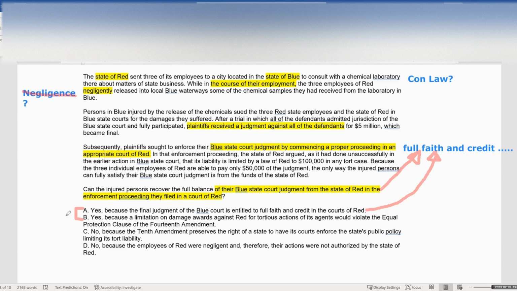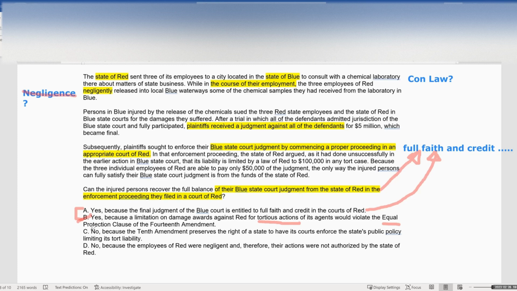B says yes, because a limitation on damage awards against Red for tortious actions of its agents would violate the Equal Protection Clause of the 14th Amendment. There is no constitutional violation if a state wants to limit its tort damage recovery. States do it all the time. This is not a good reflection of our understanding of the law. So you should be able to eliminate answer choice B, especially since you have a really good answer choice in A, since it matches up with your thinking while going through the fact pattern and the call of the question.